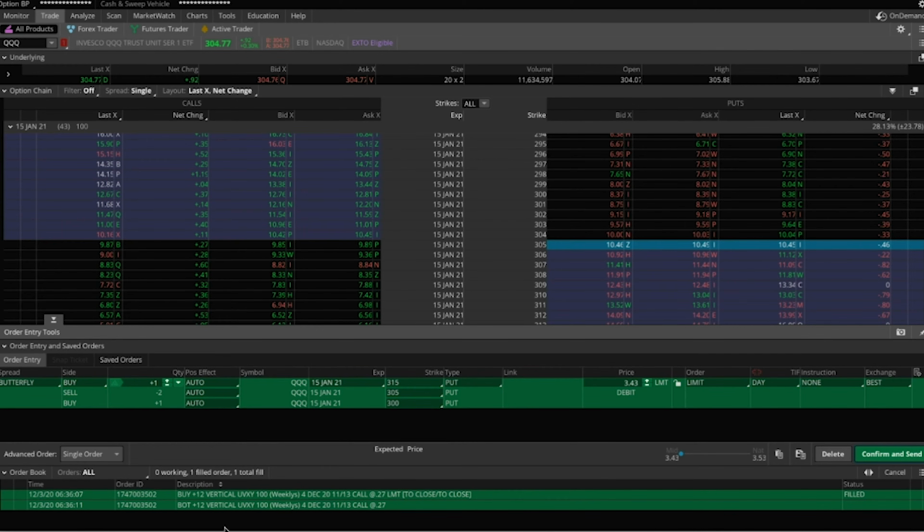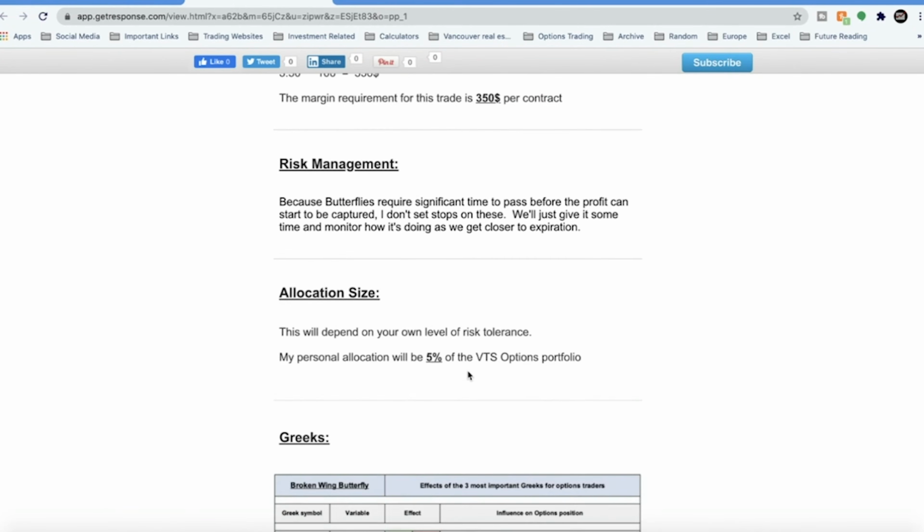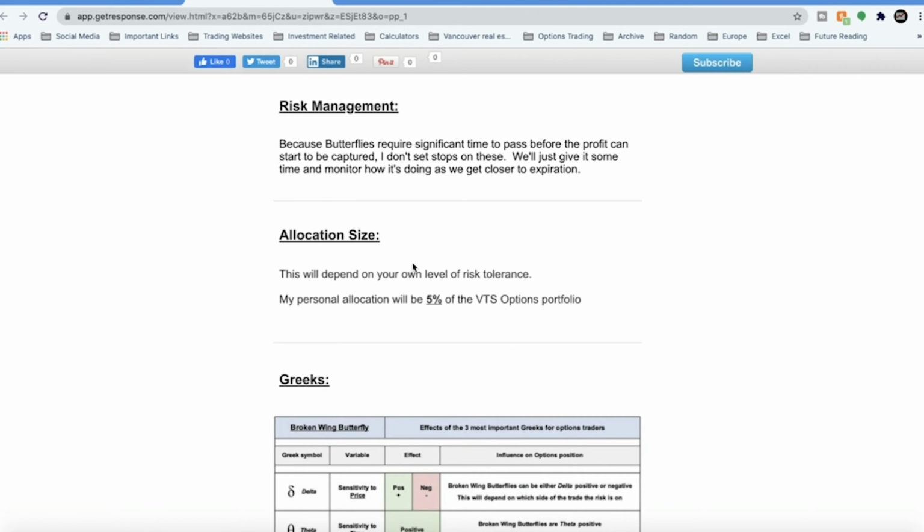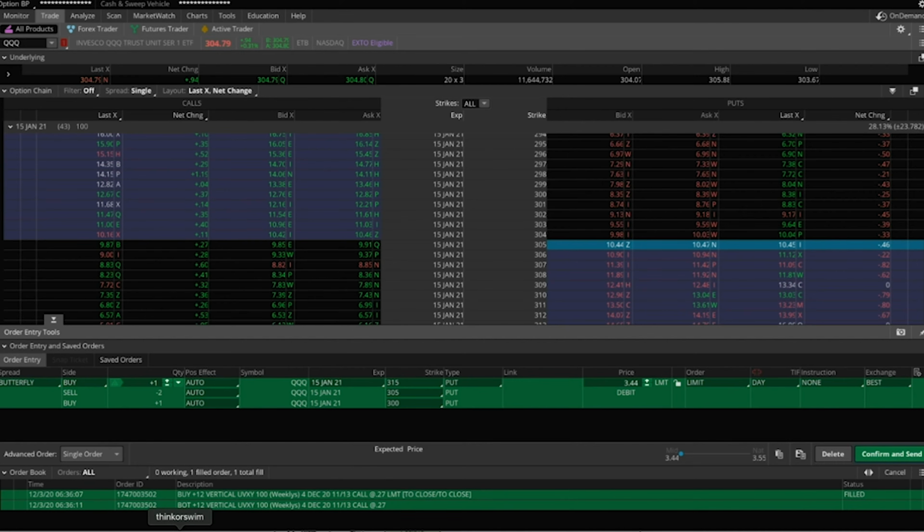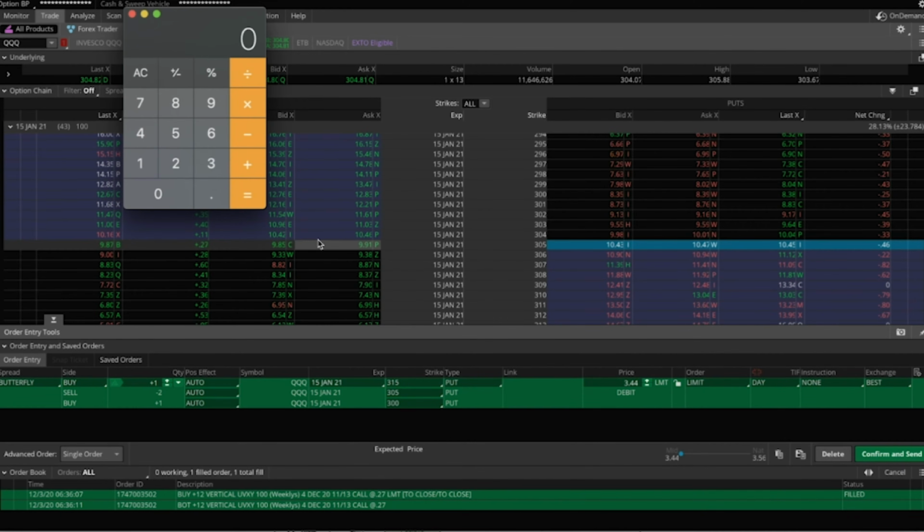So on a $10,000 model portfolio, you can see if we continue down here, allocation size, I'm dedicating 5% of my portfolio to this trade. So if we go back to here, out of $10,000, I am dedicating $500 to this trade. Now I can get out a little calculator here, probably not needed on a base of 10,000, but just to go through the numbers, if we do 10,000, and we are looking at a 5% allocation, right? We're looking to spend $500.